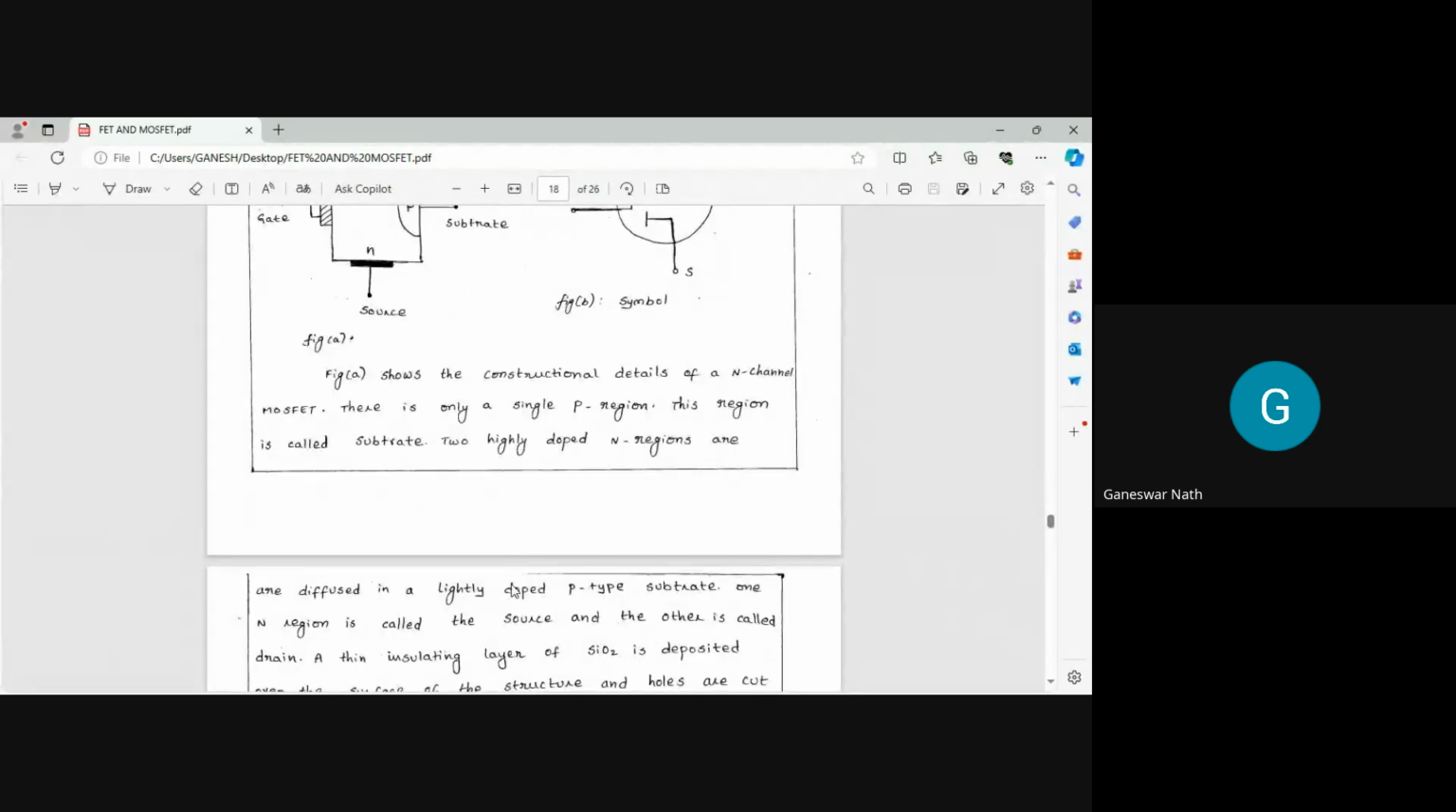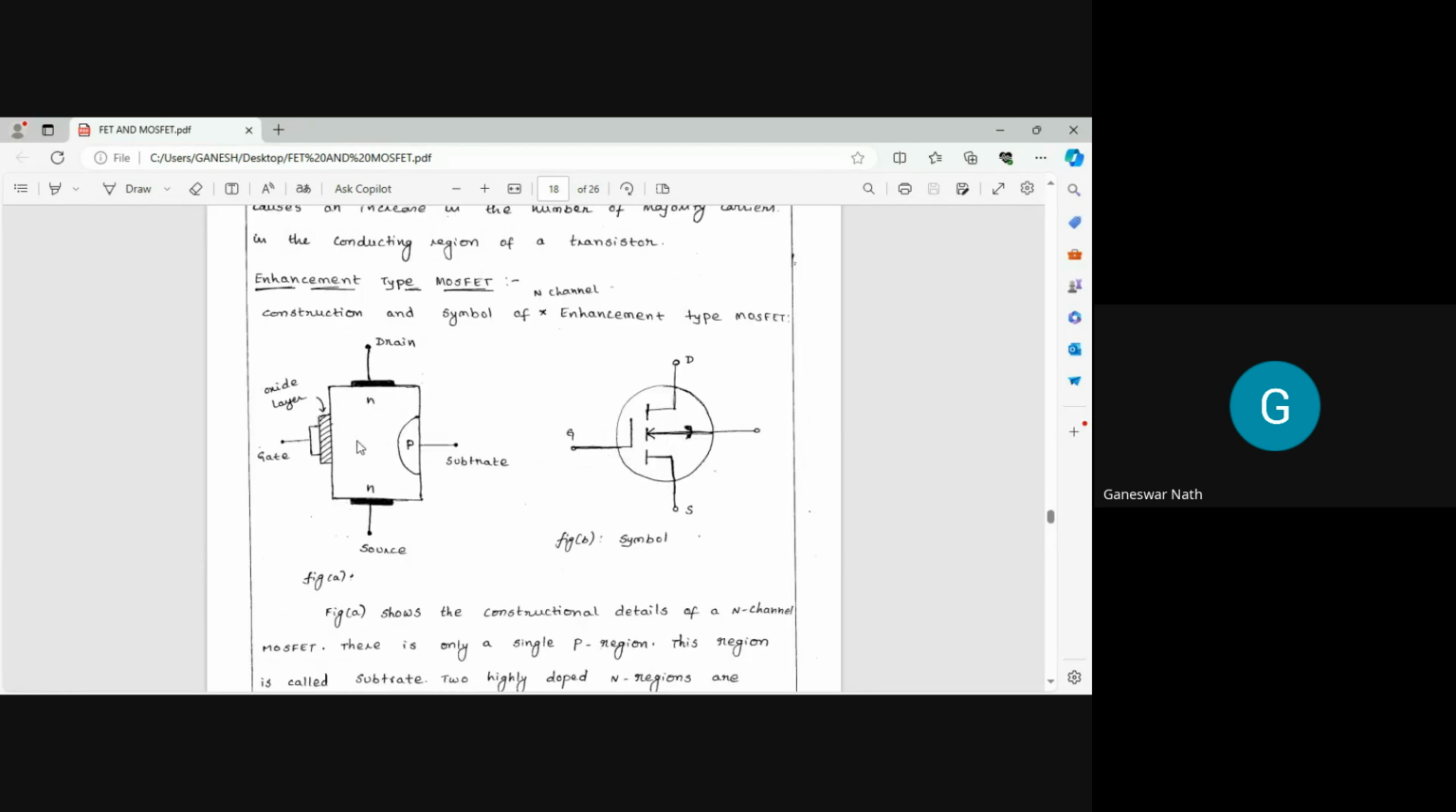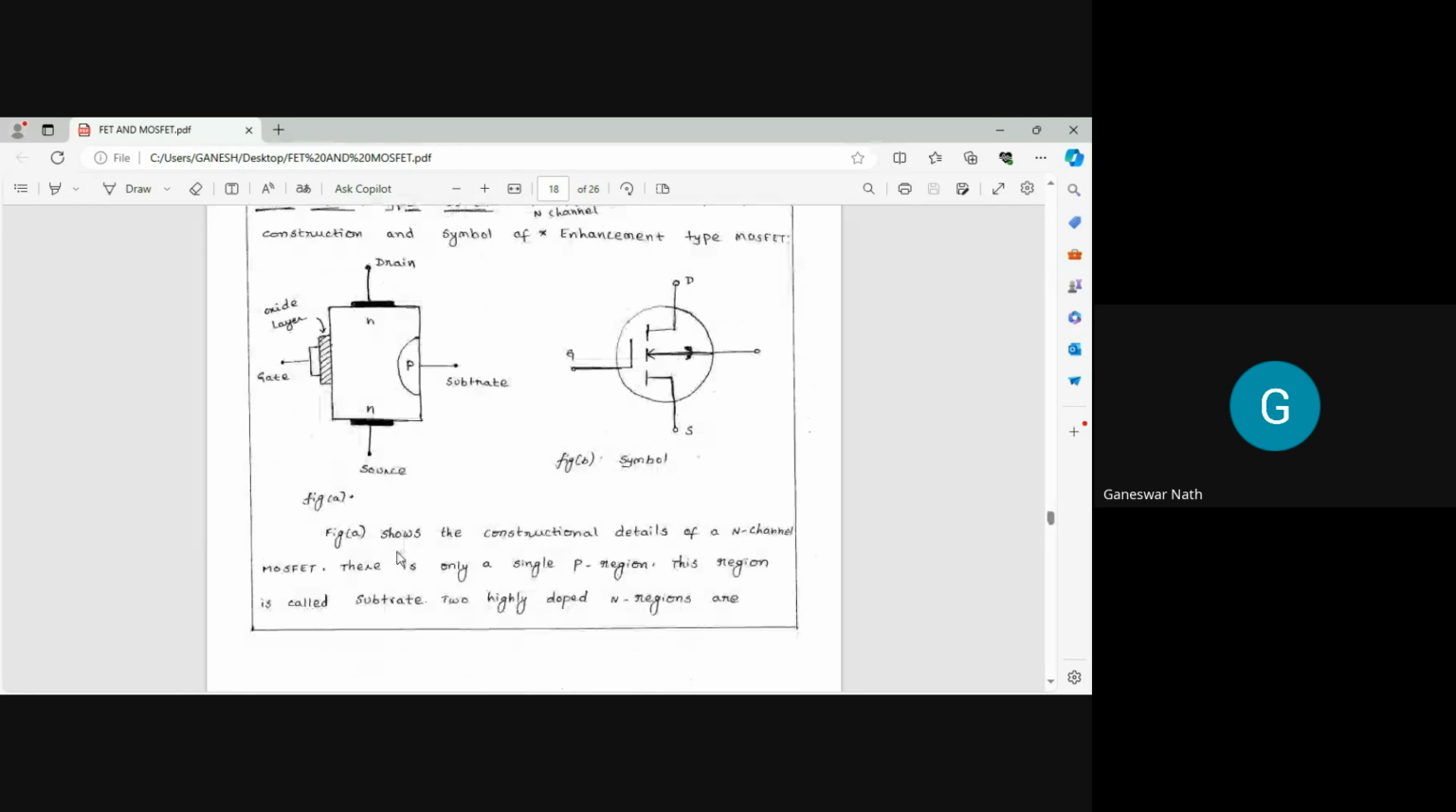Okay. So there is only one single P region that you can find, which is called the substrate, and two highly doped N regions in the lightly doped P-type substrate. Okay, this is N and this is N, but here you can find.